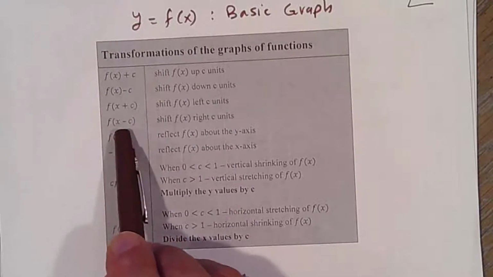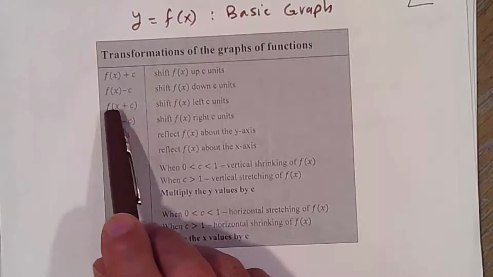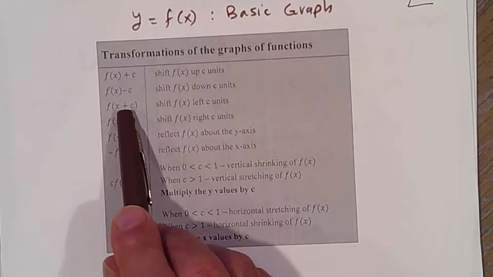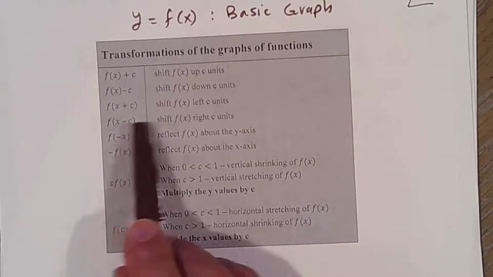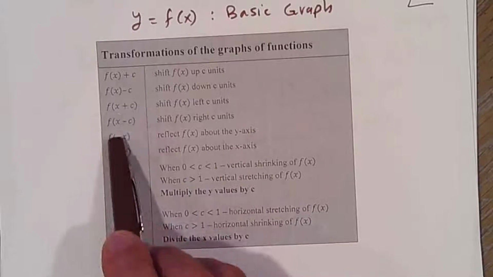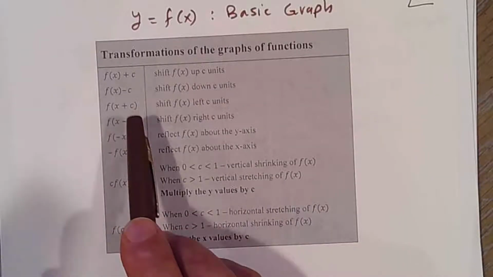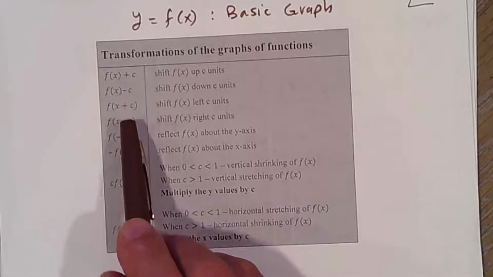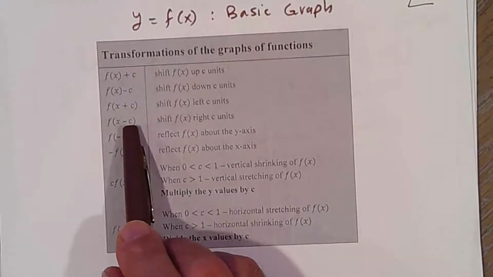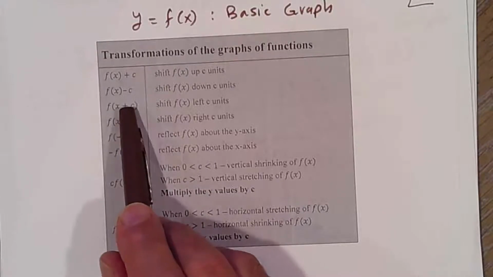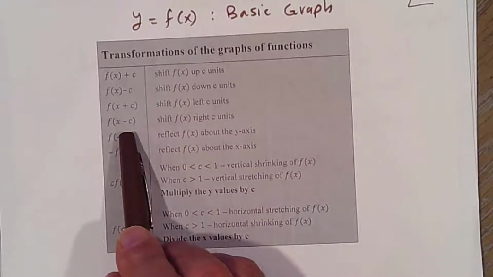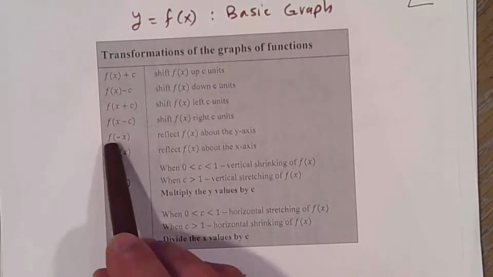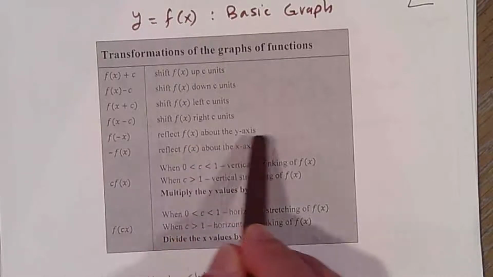When the plus and the minus are inside the parentheses, they're applied to x, so it's going to shift opposite to the sign. A plus shifts it to the left, and a minus shifts it to the right. When it's inside the parentheses, inside absolute value, inside square root, it's going to shift opposite to the sign. A plus makes it shift to the left, minus makes it shift to the right, as many units as c is. When you have f of negative x, it's a reflection about the y-axis.